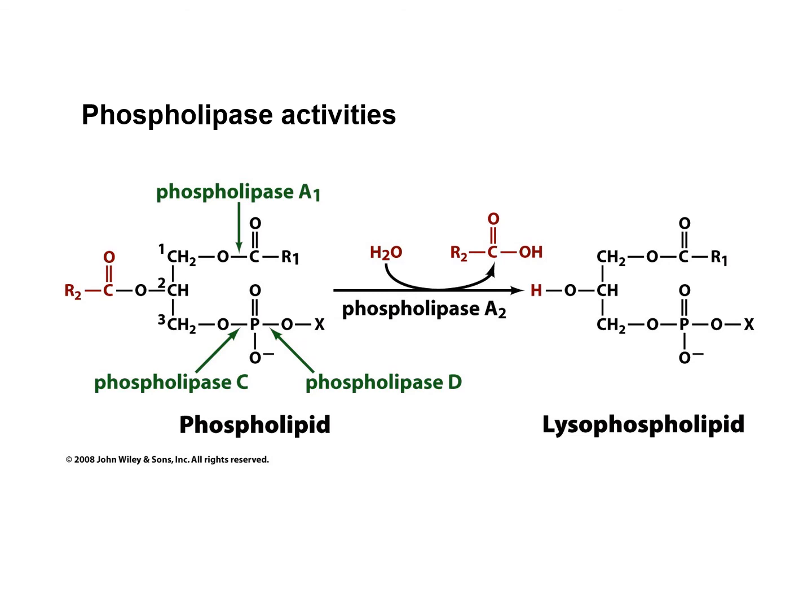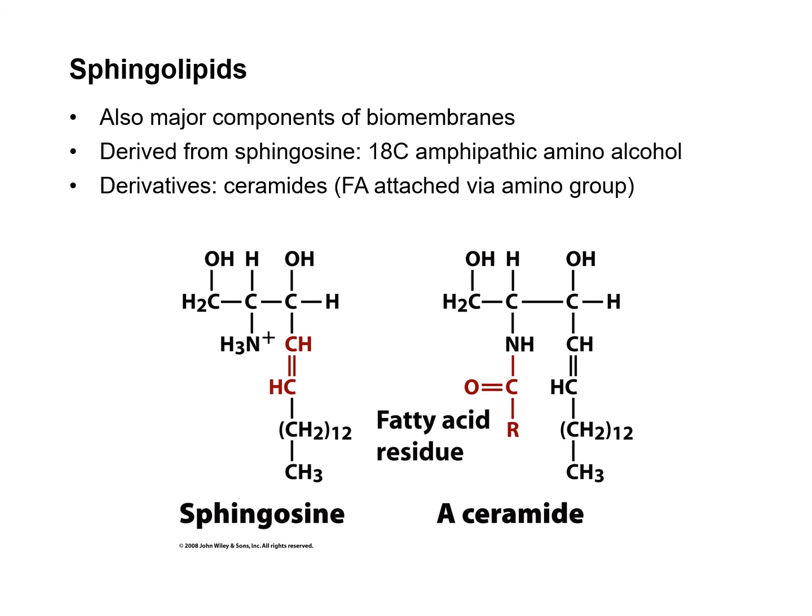And after the phospholipase action, the phospholipids will become lysophospholipids. Another class of lipids that have a similar structure, based on the glycerol backbone, are sphingolipids, which are also major components of biomembranes. They are derived from sphingosine, which is an 18-carbon amphiphilic amino alcohol. Interestingly, it has this amine, or amino group, attached at the C2 position of the backbone.